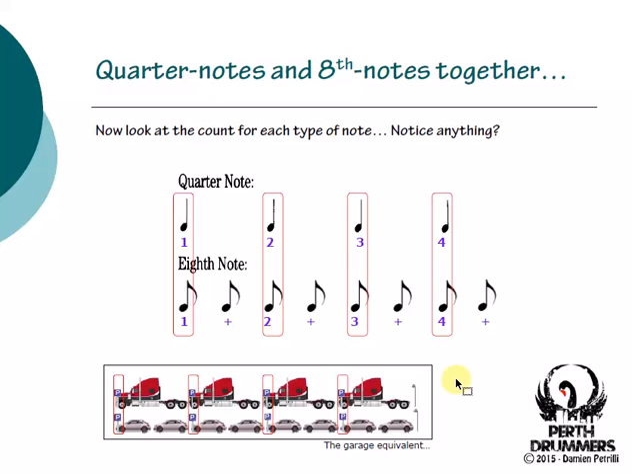A little bit quicker. 1, 2, 3, 4. 1 and 2 and 3 and 4 and 1, 2, 3, 4. So you can see that, again, irrespective of our tempo, that relationship between how we play eighth notes versus quarter notes, how we count eighth notes versus quarter notes, is key to understanding how to read timing in music.